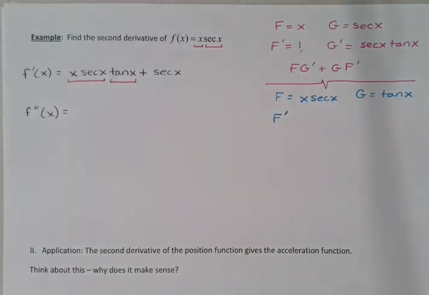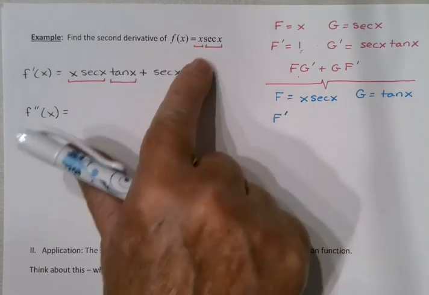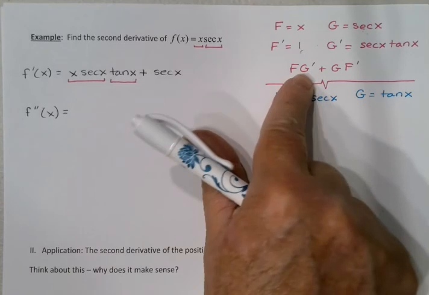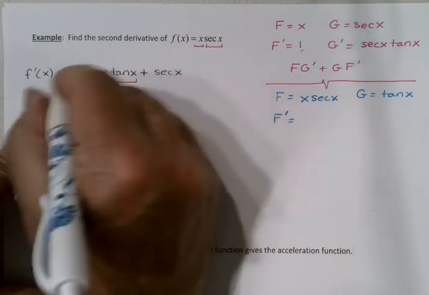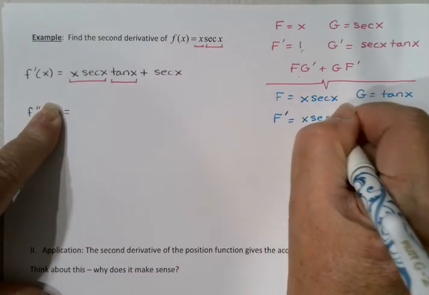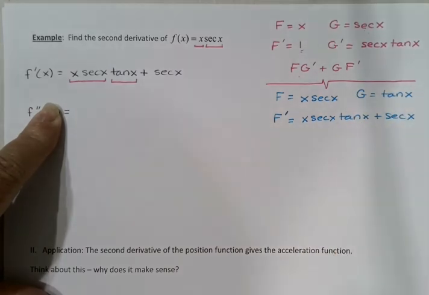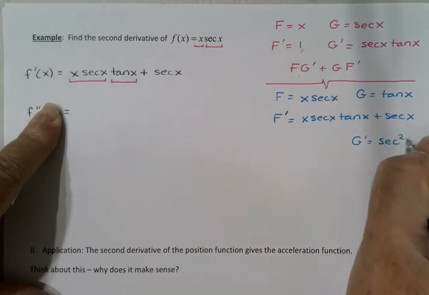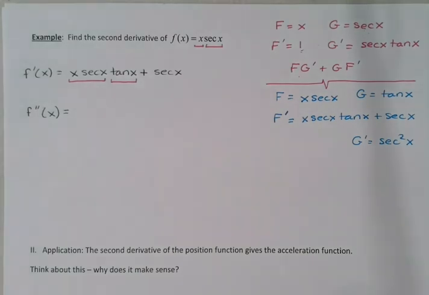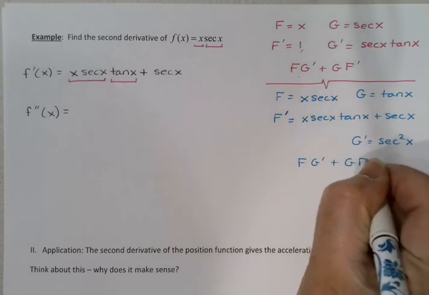Now for f prime, I'm going to steal a little bit from myself. X secant x is what I had right here, right, to start with? And when we did its derivative, we already did that whole product rule, and we got all of this. So f prime is actually going to be this whole thing. And g prime, the derivative of tangent x, is secant squared x.